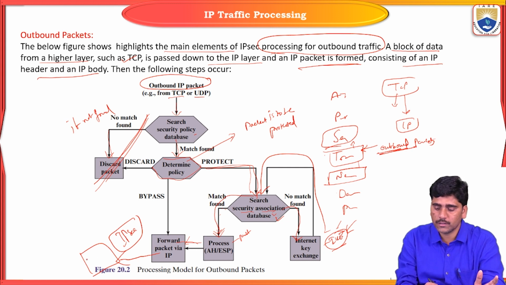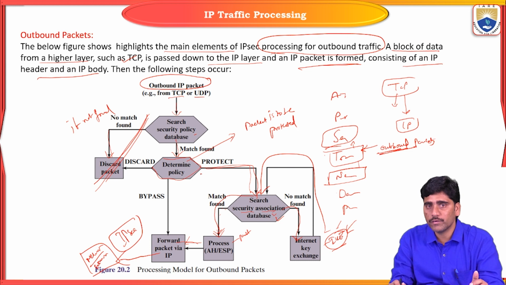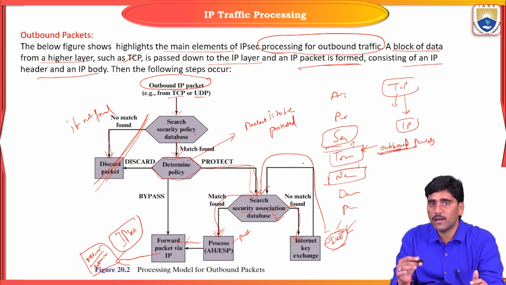Either it is the session layer or the network layer. So that is what we have to examine, the packet traffic processing from the higher layer to the lower layer or lower layer to the higher layer. So here, if a match is found, then it searches the policy database. If a match is found, then it determines the policy and protects it using the security association database. And there, if a match is found, then process the authentication header or ESP, then the packet is forwarded via IP. If it is not found, apply the Internet Key Exchange mechanism. Again, it has to be verified with the security association database.